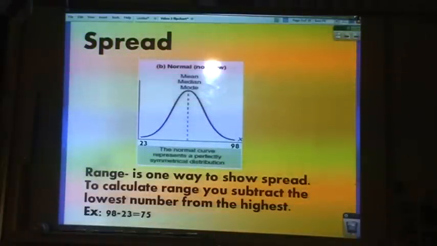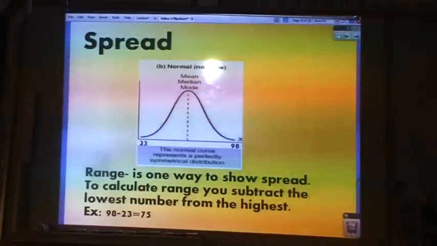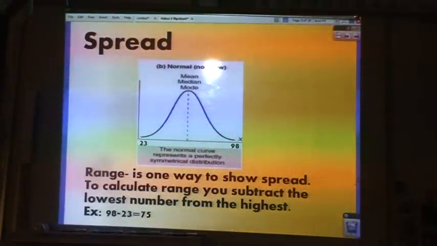Spread can be calculated in many ways, but in this video, we're just going to talk about the range. The range is one way to show spread. To calculate the range, you take the top score and subtract the lowest score.